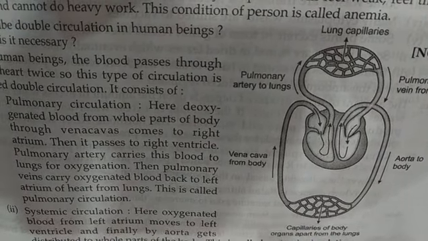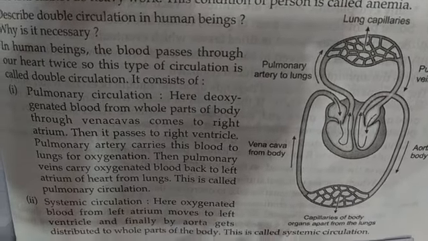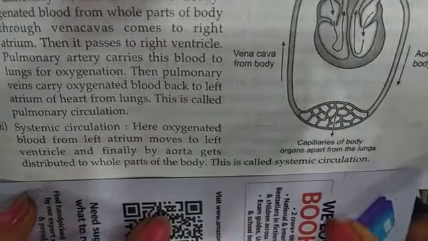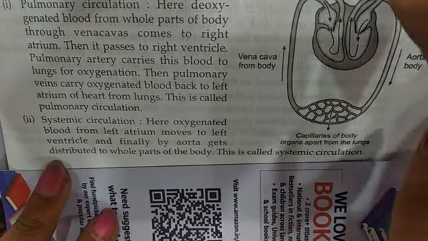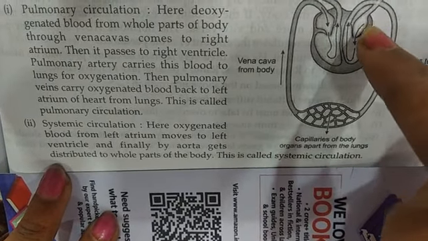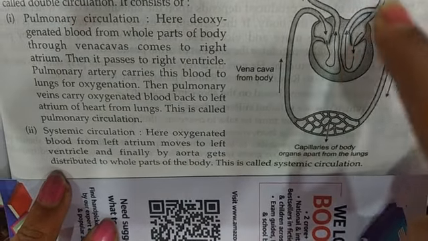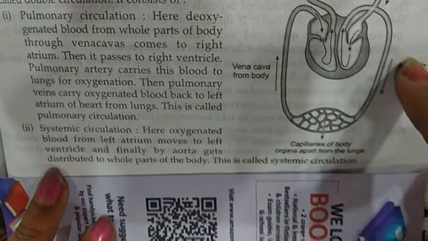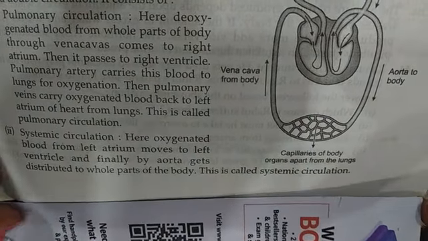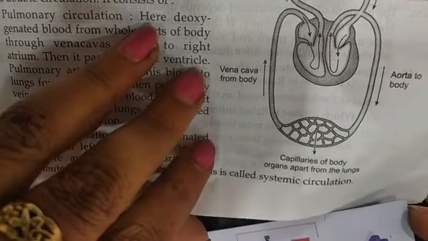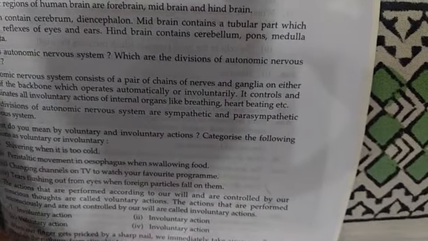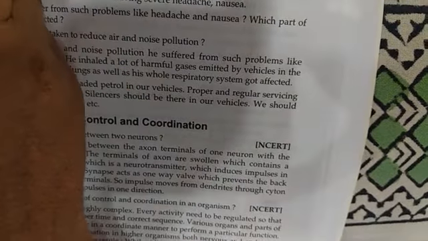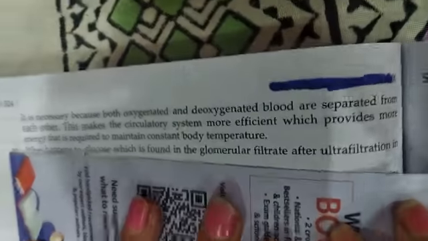Then systemic circulation: oxygenated blood from the left auricle moves to the left ventricle and finally by the aorta gets distributed. Now from here where it enters, this is the left auricle, left ventricle, and from here it is through the capillaries, through the aorta. Aorta takes it and from there it reaches different parts of the body. That is called systemic circulation. So this was your 38th question. Now let us come to the 39th question.